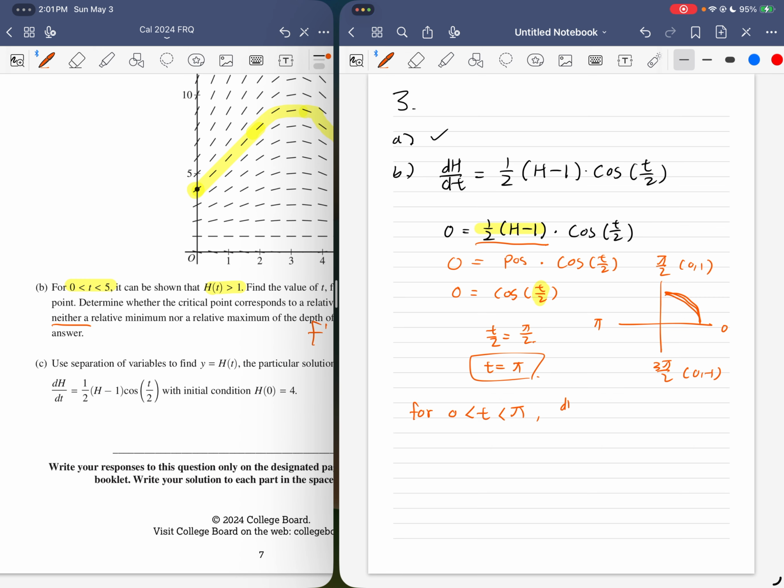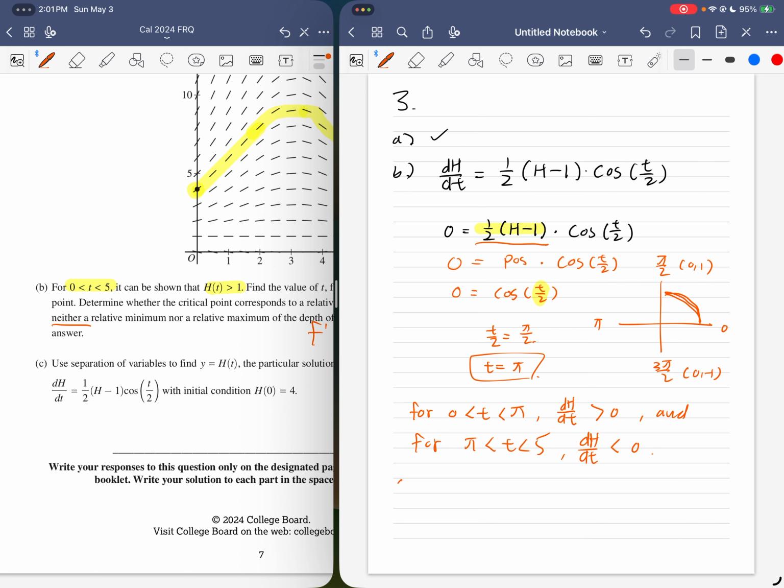dh/dt, which is our slope, is greater than 0 for t between 0 and pi, because we want to know here between 0 and 5. Now from here to here, like this, this is going to be negative, so from pi to 5, what we know is that dh/dt is going to be less than 0.